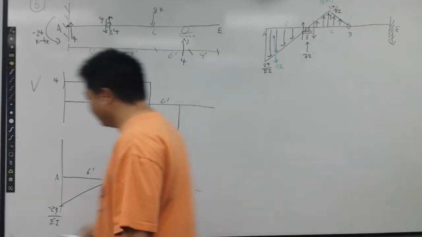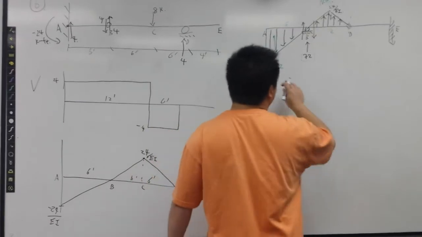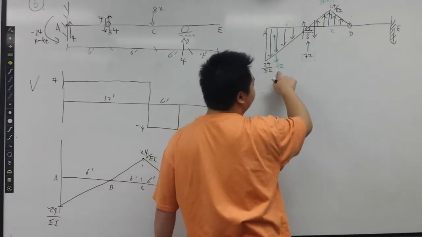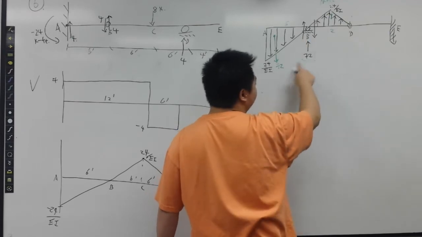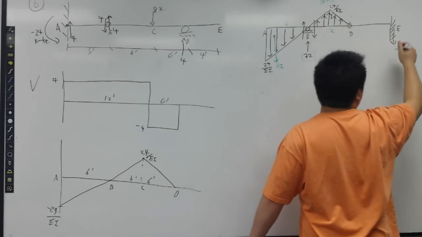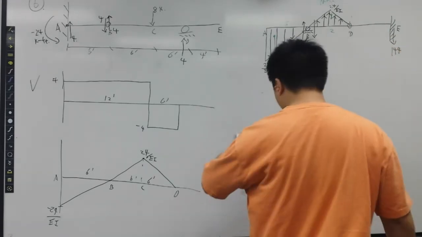So that's 144. Yeah, I mean, I forgot the calculation. Just add them up. Going down is 72. Going up 72. You cancel this out. This one is going up, so shear is going down. So 144. And for the moment, find the moment.